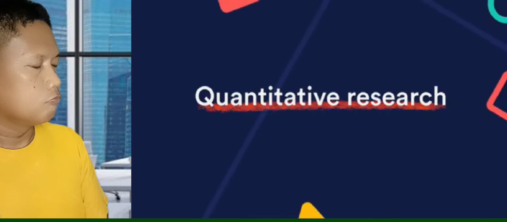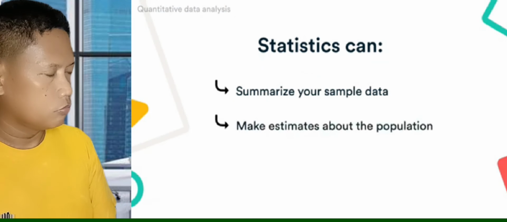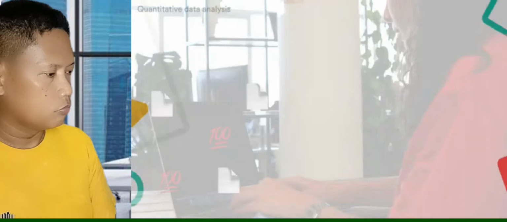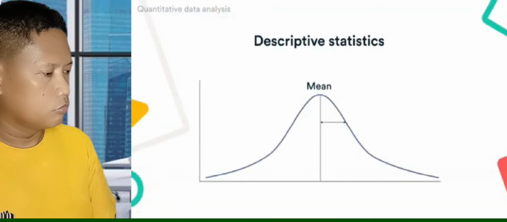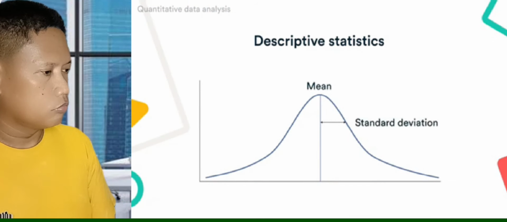If you're doing quantitative research, you'll probably be using some kind of statistical analysis. With statistics, you can summarize your sample data, make estimates about a population, and test hypotheses. For example, if you're collecting data on students' test scores, you'll probably want to calculate descriptive statistics like the mean, which describes the average score, and the standard deviation, which describes the variability of the scores. Then, to test a hypothesis about a relationship between variables, you can use a statistical test.